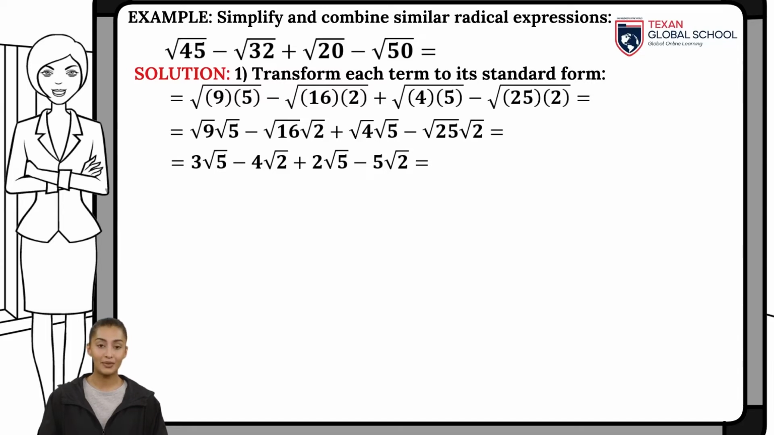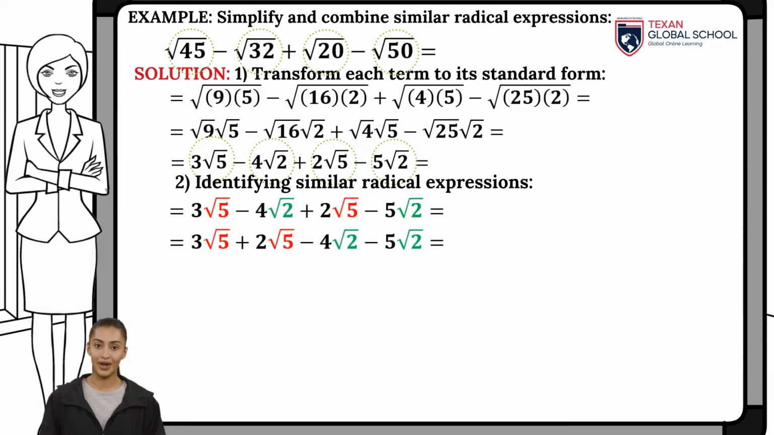First, we transform each term into its standard form. The standard form of the square root of 45 is 3 times the square root of 5. The square root of 32 is 4 times the square root of 2. The square root of 20 is 2 times the square root of 5. And the square root of 50 is 5 times the square root of 2. Now, we identify similar radical expressions. The radical must be exactly the same to be similar.